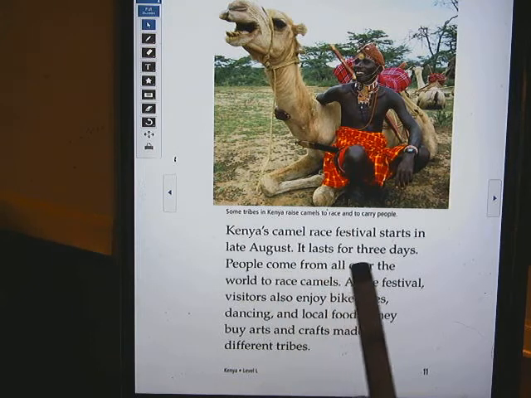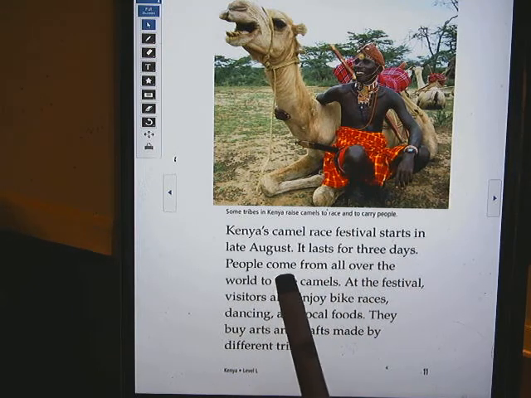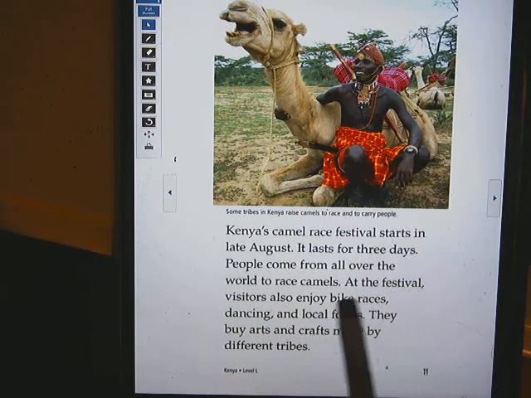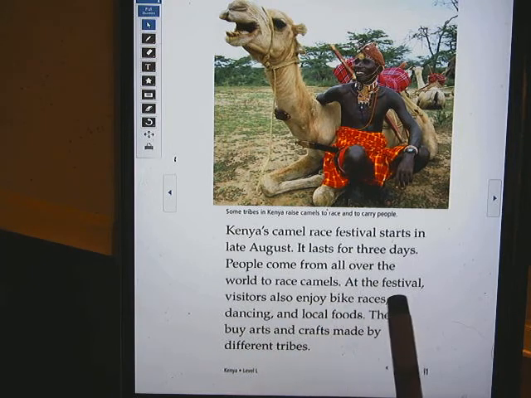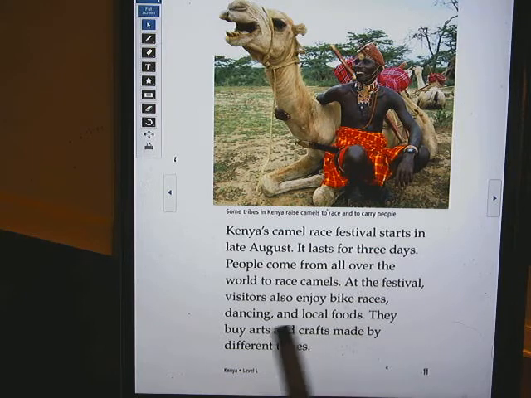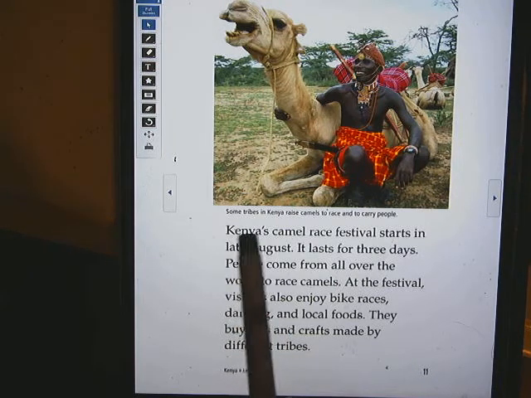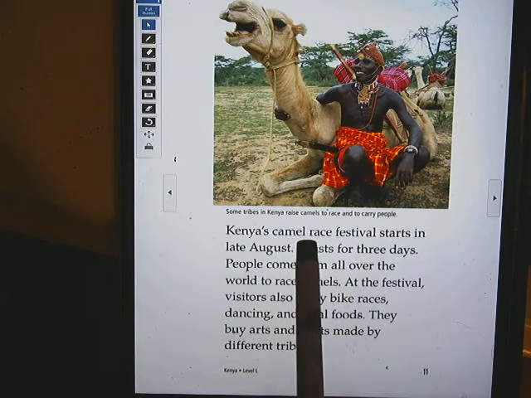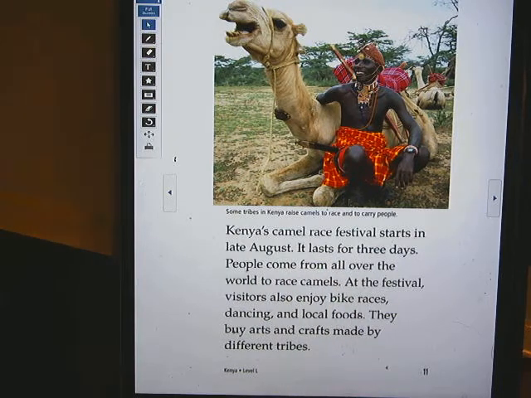Kenya's Camel Race Festival starts in late August. It lasts for 3 days. People come from all over the world to race camels. At the festival, visitors enjoy bike races, dancing, and local foods. They buy arts and crafts made by different tribes. Some tribes in Kenya raise camels to race and to carry people.